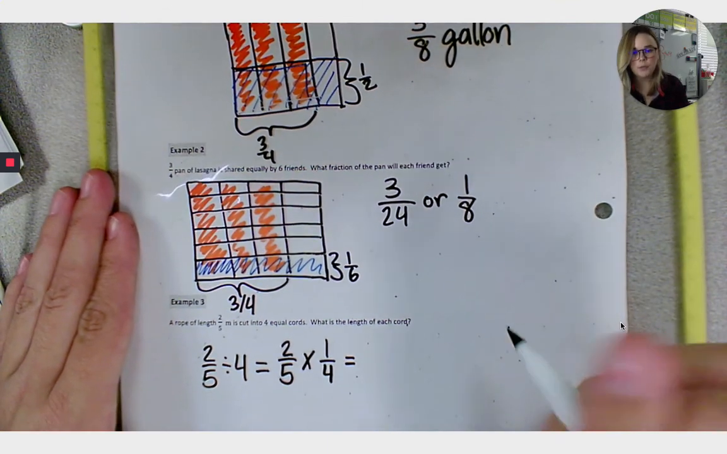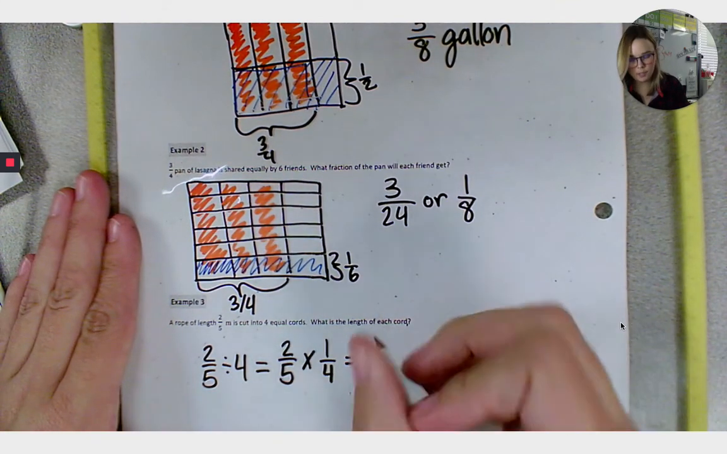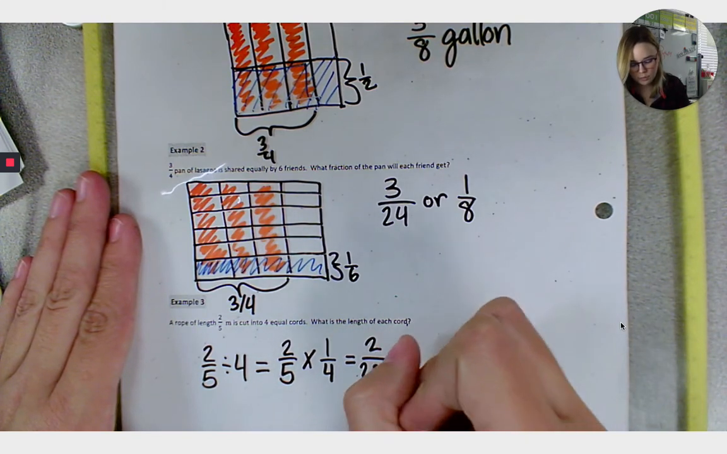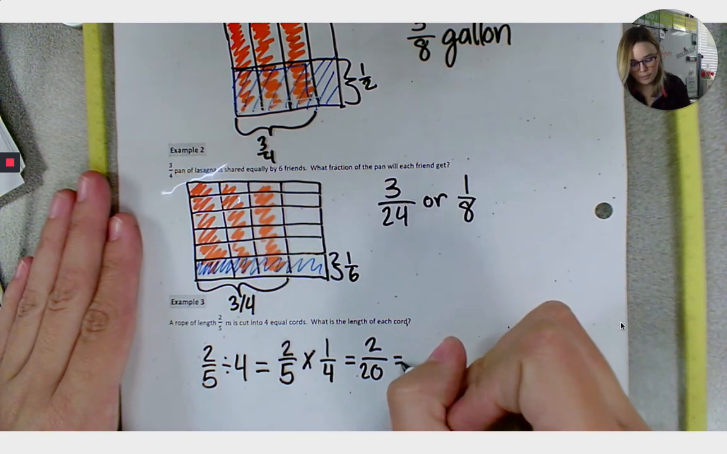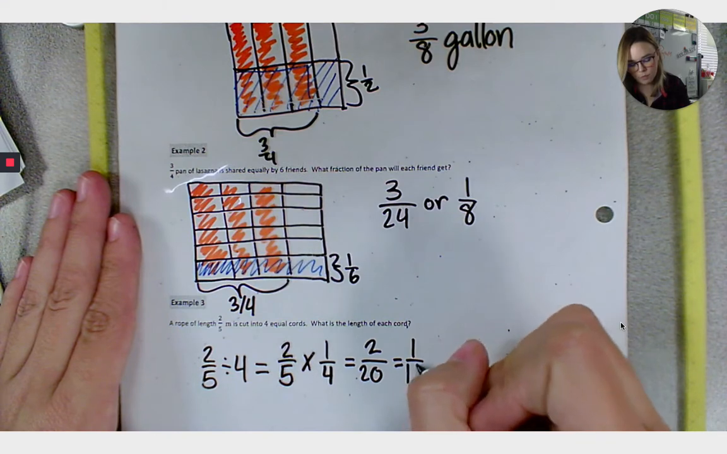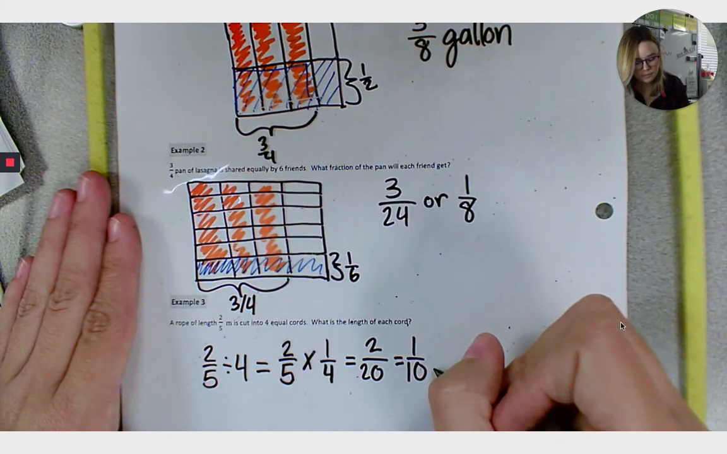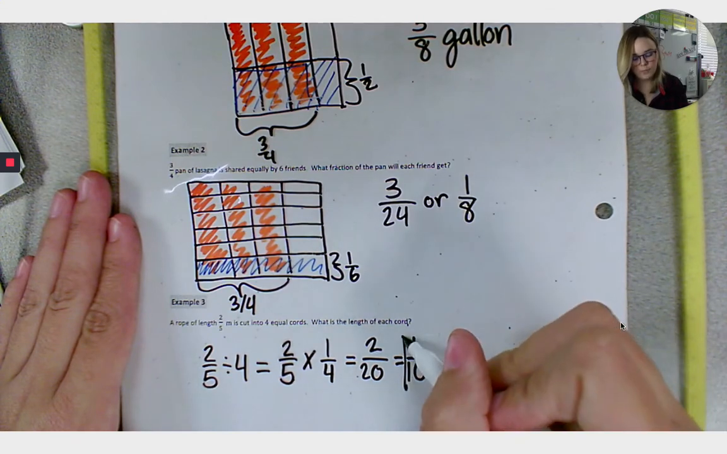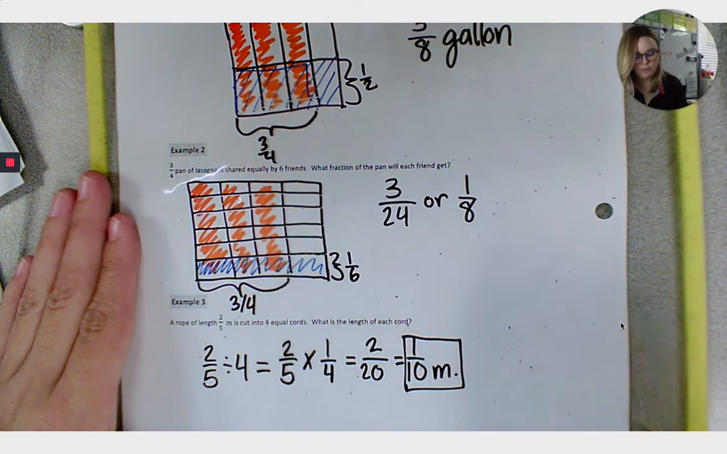And then we can multiply straight across. 2 times 1 becomes 2. 5 times 4 is 20. And if we reduce that, it is 1/10 meters. I'm going to box my answer so I know what it is.